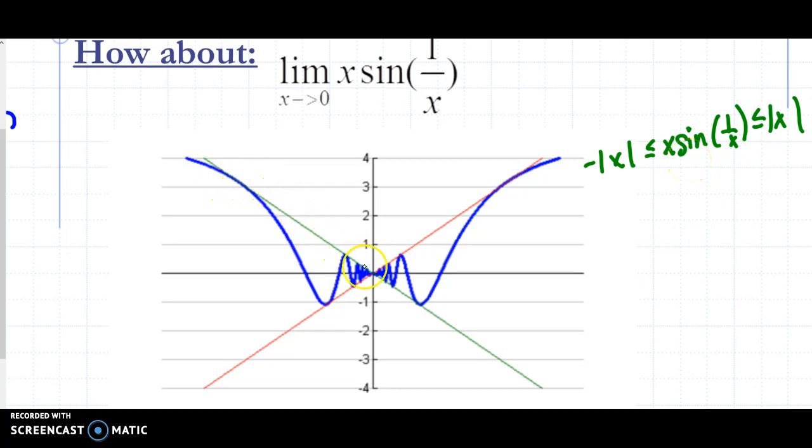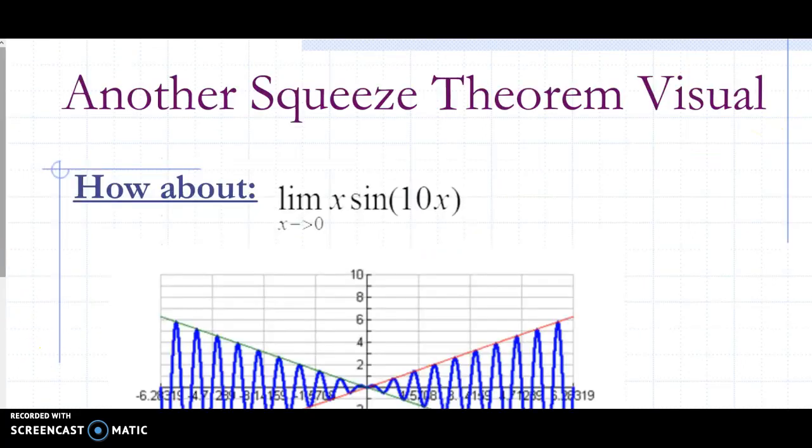And because we know the limit as x approaches 0 of negative absolute value of x, and the limit as x approaches 0 of absolute value of x are both 0, then the limit as x approaches 0 of this function that's between the two must also be 0. Okay, so x sine of 1 over x is squeezed in between negative absolute value of x and positive absolute value of x. Okay, so that's how that squeeze theorem is applied here.